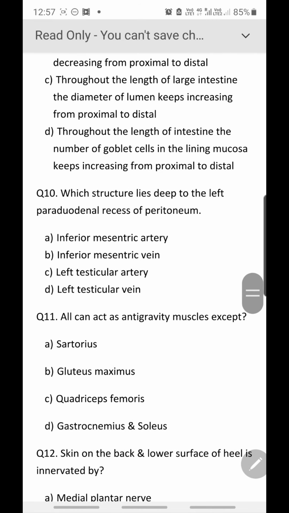Then which structure lies deep to the left paraduodenal recess of peritoneum? This is a very super hit question, a common question rather, many times it has been asked. So the answer will be inferior mesenteric vein, correct? Okay.